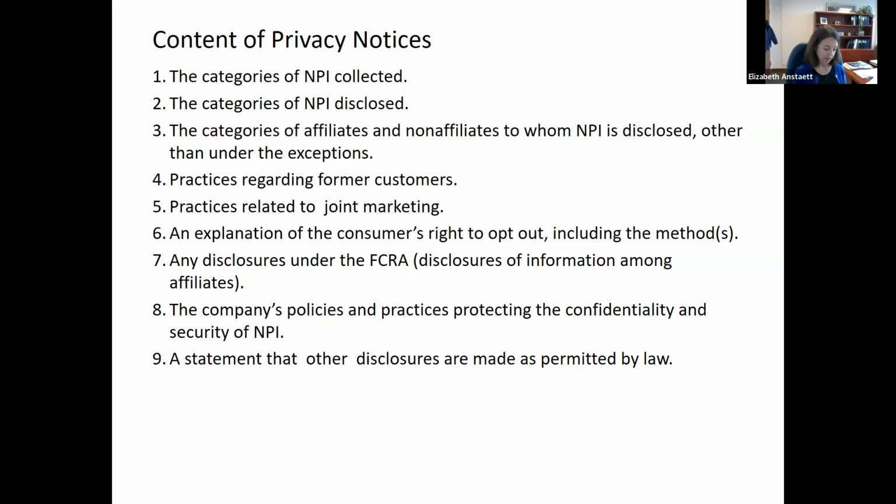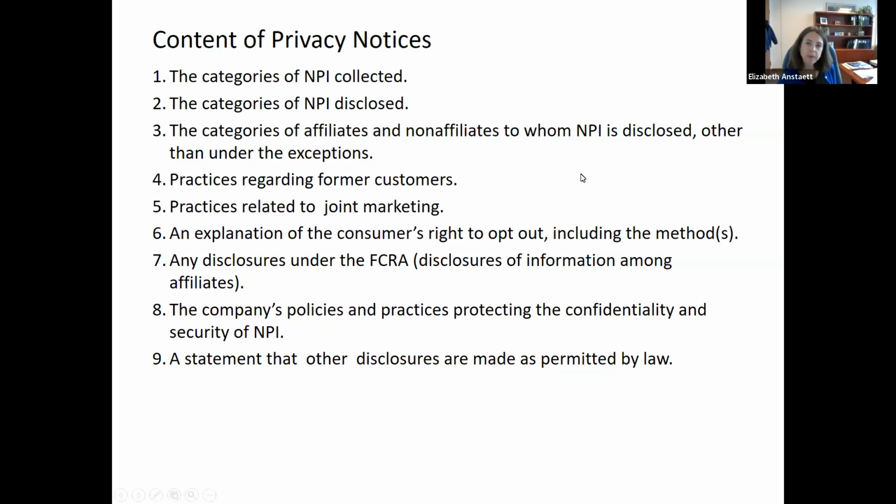Now, at first, the idea was that customers would choose their financial institutions based on their privacy notices. And so there was not a sample notice. Well, that didn't really pan out, and the notices were long and wordy, and no one was reading them or understanding them. And so more recently, the Gramm-Leach-Bliley Act now has a model notice, which is the safe harbor.